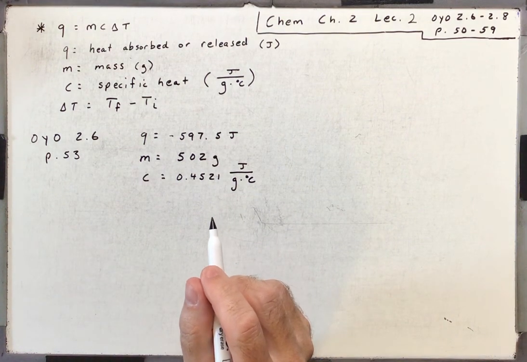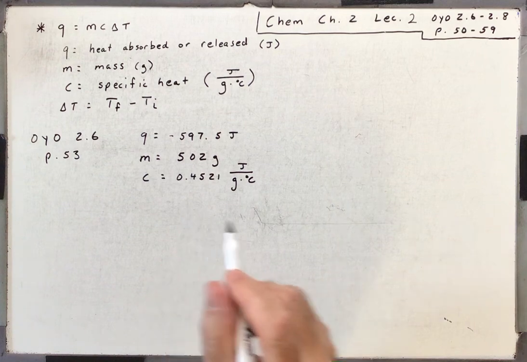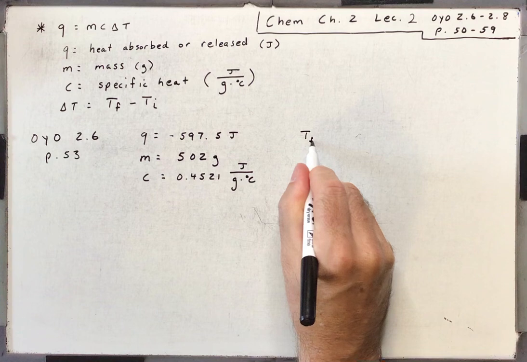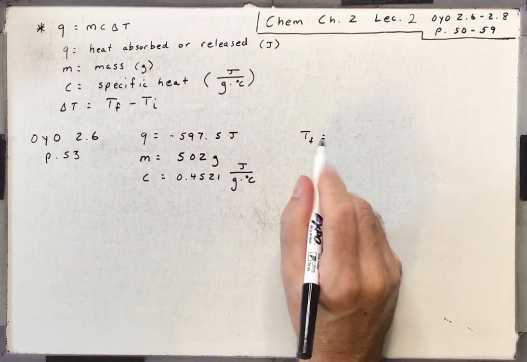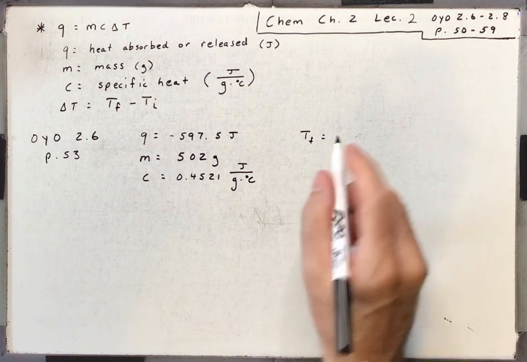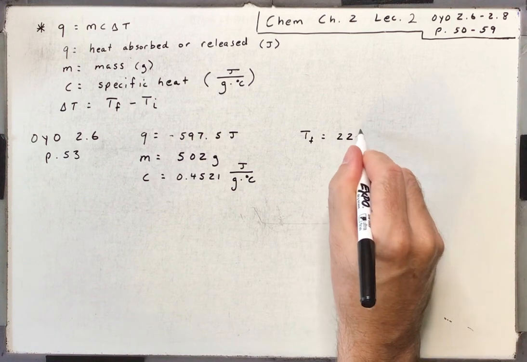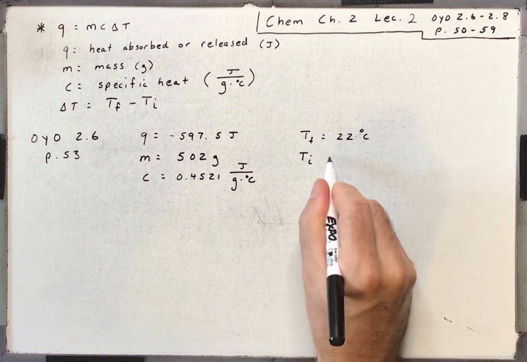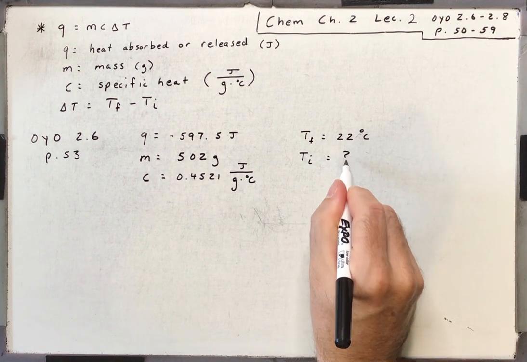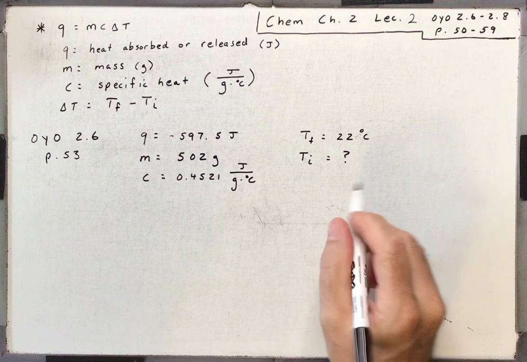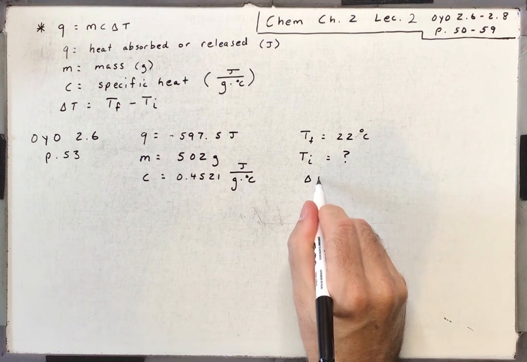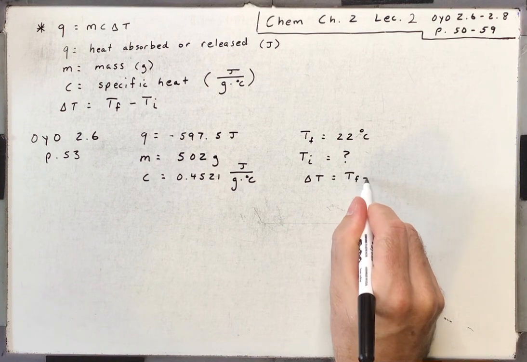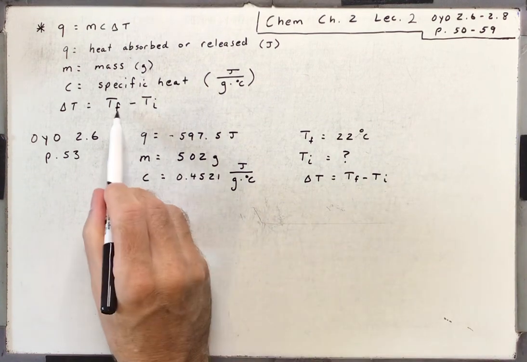And then we have a final temperature, T sub F, of 22 degrees C, because it cools down to that temperature. And we want to know what is the initial temperature. Now another equation that we need to think about is delta T is equal to T final minus T initial. I wrote that up here.